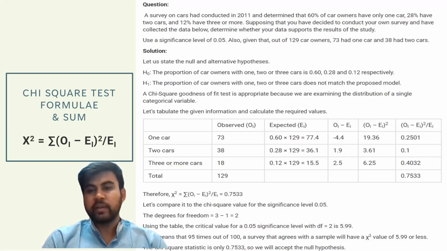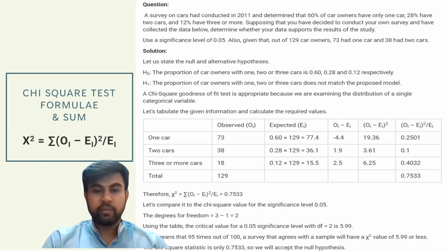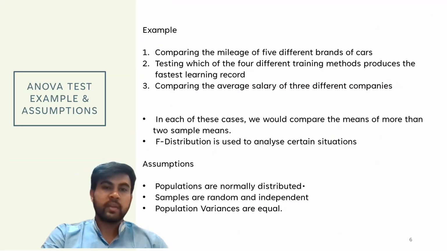So 0.7533 is the summation of 0.2501, 0.1, and 0.4031. So the degrees of freedom has been calculated, and using the table of critical values for the significance level of 0.05, the DF is equal to 2, that is 5.99. So accordingly, we have taken the chi-square formula and the sum has been solved.